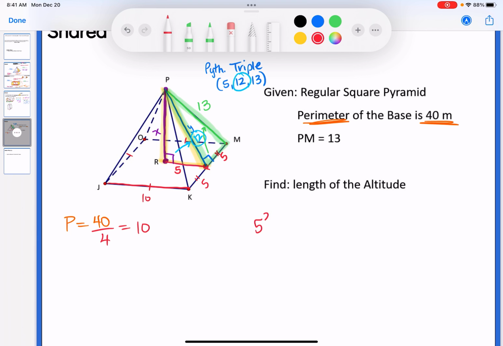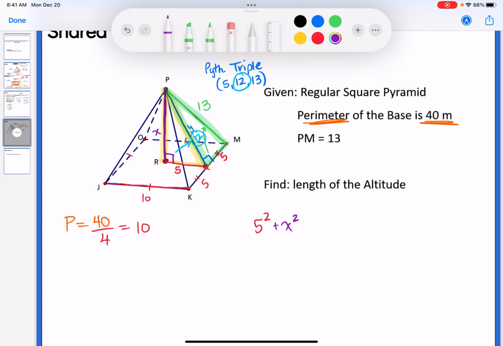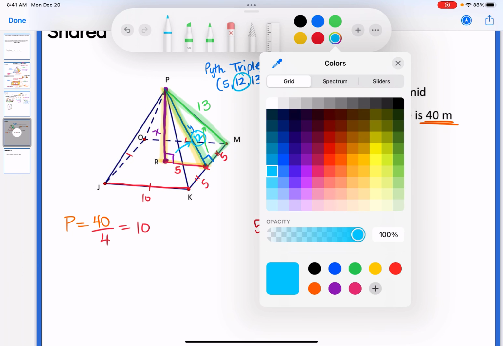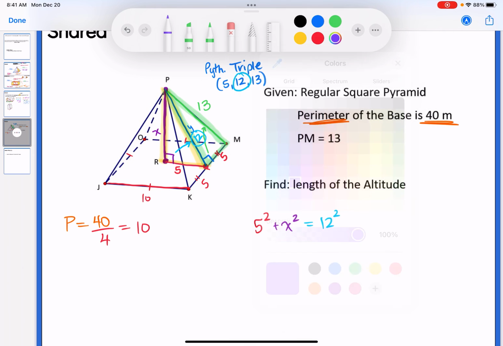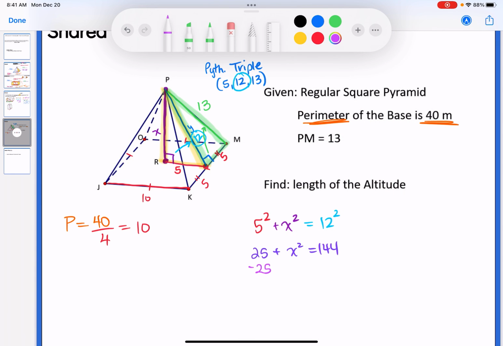So I have 5 squared plus x squared equals 12 squared. And now I just go ahead and solve with the Pythagorean theorem. 5 squared is 25 plus x squared equals 144. I subtract 25 from both sides. I get x squared equals 119.